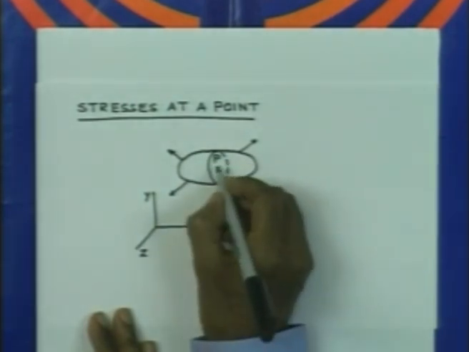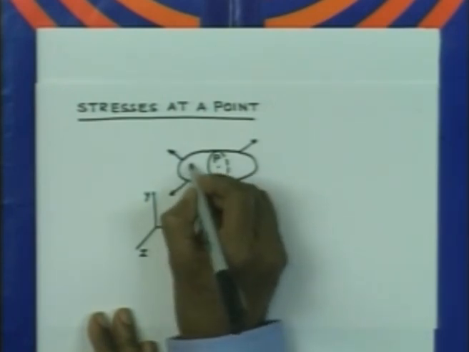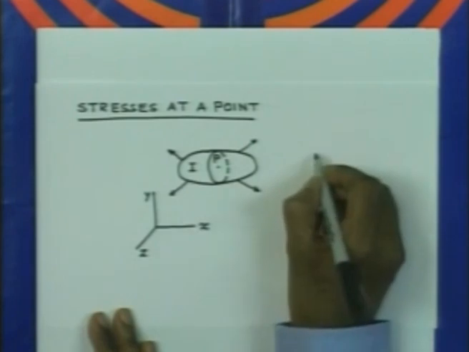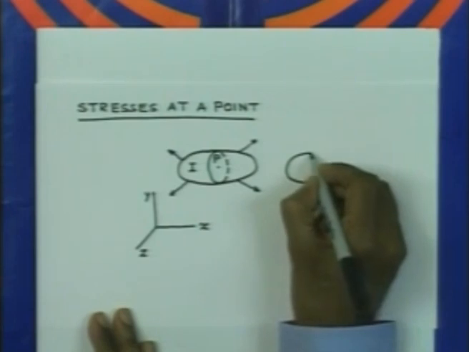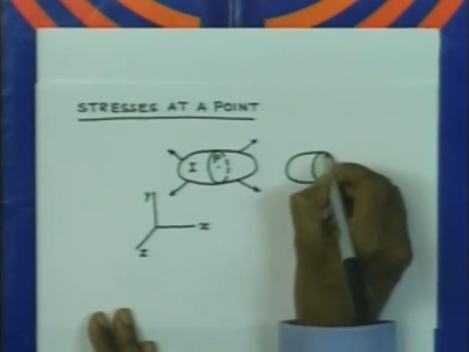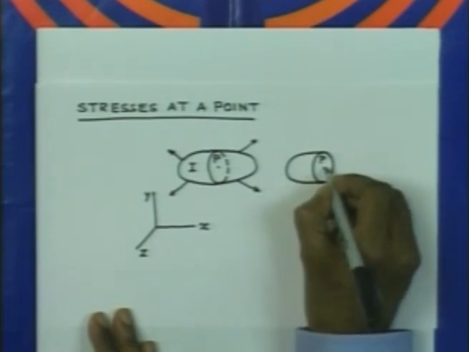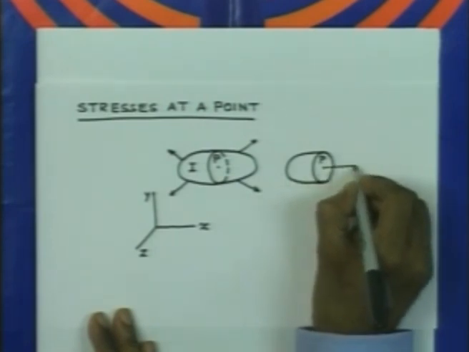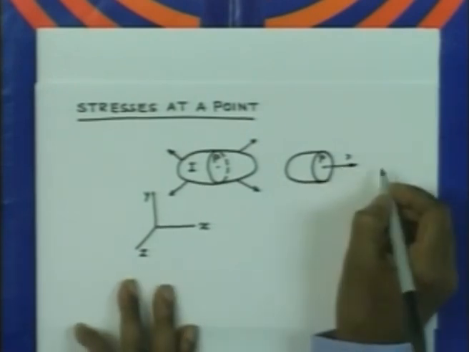Now, the outer normal to this plane, if we consider this part 1, so we will draw it separately. So, this is our part 1, and the outer normal on this plane is oriented in the positive x direction.